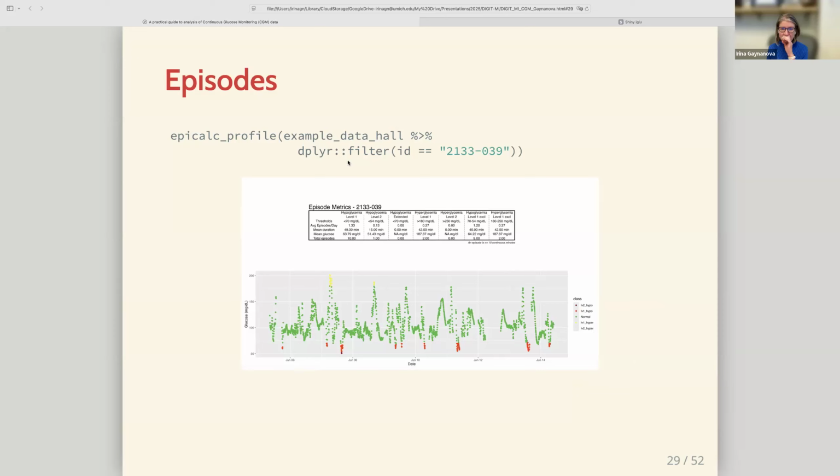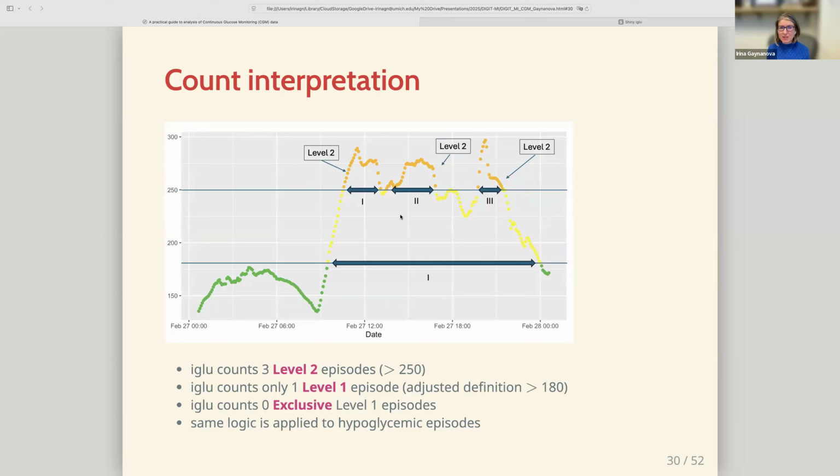In iglu, episodes can be automatically calculated with one function. There is also a tab on the Shiny app. And basically what it does, it calculates episodes of different levels, extended, non-extended. It gives you average episodes per day, average duration, total episodes, basically anything you want to know about the episodes, it will give you. I do want to give a warning that interpreting episodes is highly non-trivial.